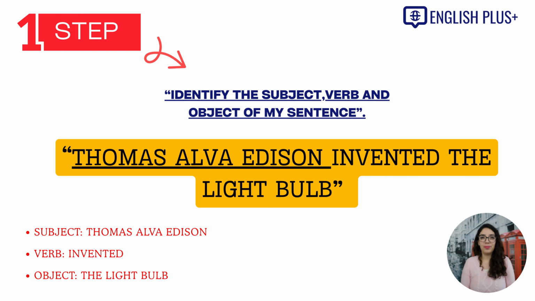Step number 1. Remember that we don't care too much now about the subject of my sentence. We care more about the object or the action of my sentence. That's why this first step is to identify my subject, my verb, and my object. For example, here we have: Thomas Alva Edison invented the light bulb. My subject is Thomas Alva Edison. My verb is invented, and my object is the light bulb.